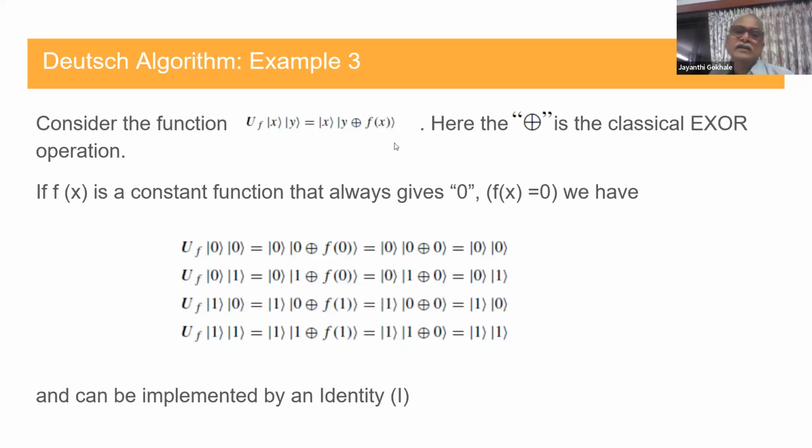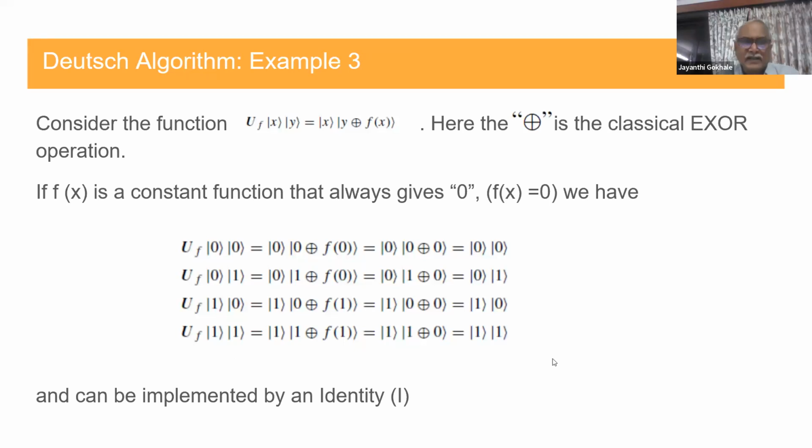And what now we can do is something like this. Let us say my function f of x is a constant function. And I will also now say that it is a constant 0 function, which means what? f of x is equal to 0. If I plug this in over here, you will notice that the input 0, 0 will generate an output 0, 0. 0, 1 will generate 0, 1. 1, 0 will generate 1, 0. And 1, 1 will generate 1, 1.